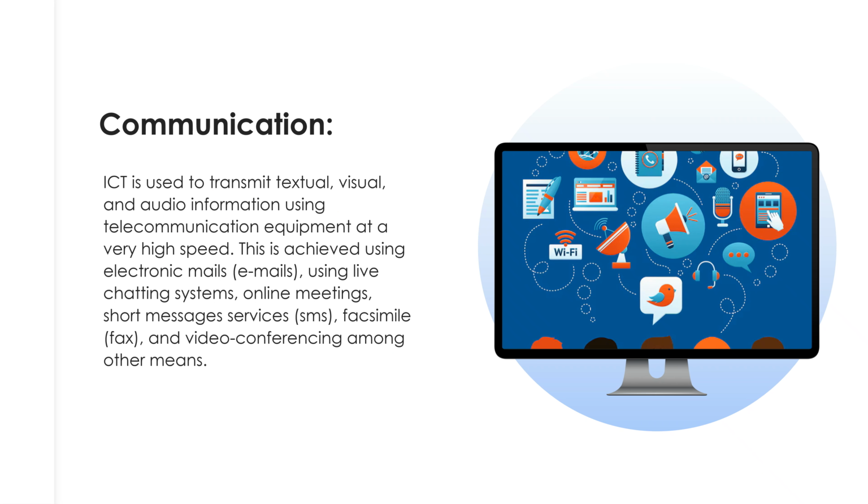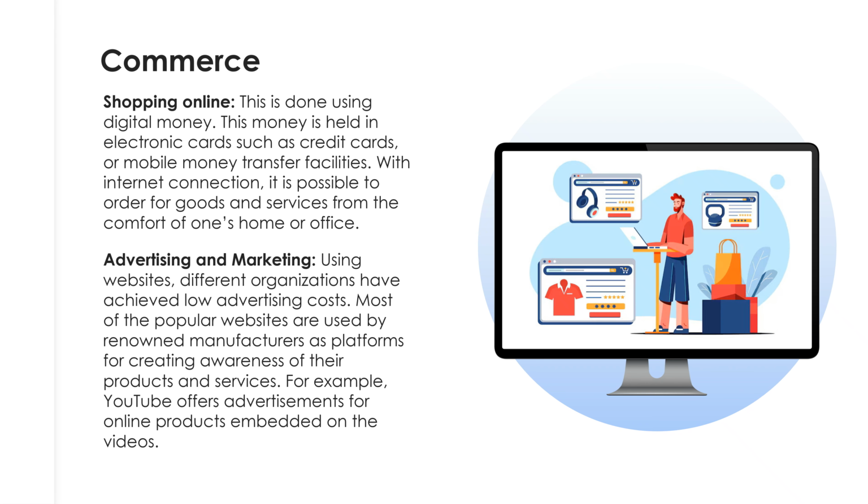First, which is the obvious one, which is communication itself. So ICT lets us transmit text, visuals, and audio at very high speed through emails. We have live chats, we have online meetings, we have SMSs, the fax, which we don't use nowadays. We have video conferencing. So every WhatsApp voice note you send to a friend in another town is this function in a second.